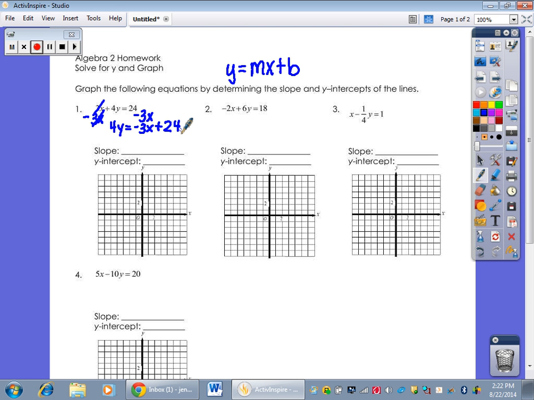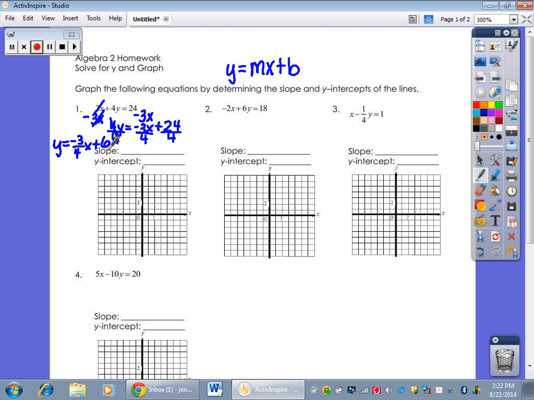Now I'll give you a couple seconds. Go ahead and do the next step. Okay, so you should have divided by 4 all the way across so that you could get y by itself. The 4's will cancel, leaving you with y equals negative 3/4 x plus 6 as our final equation.